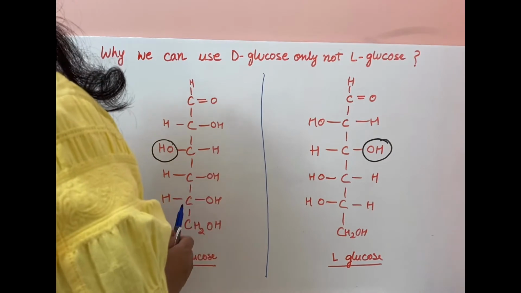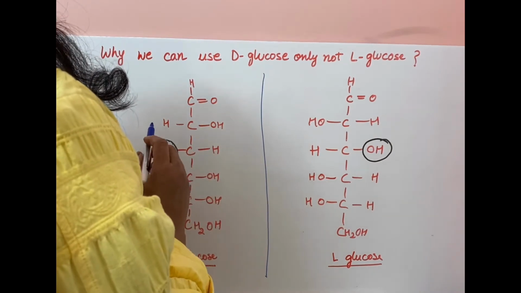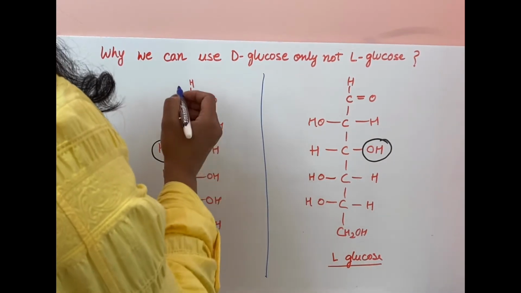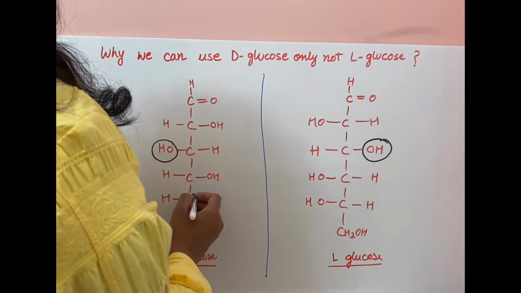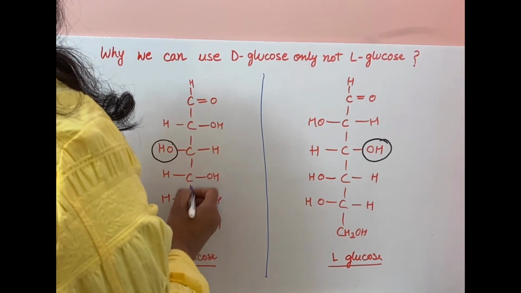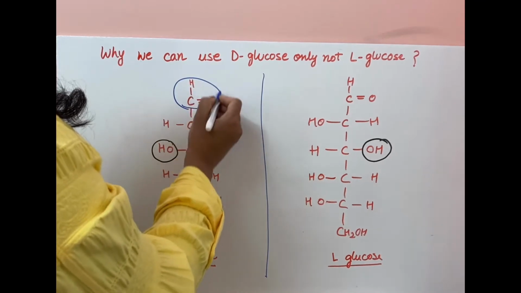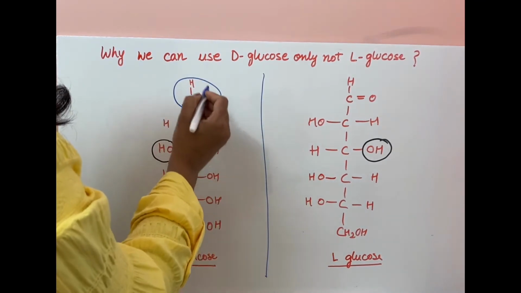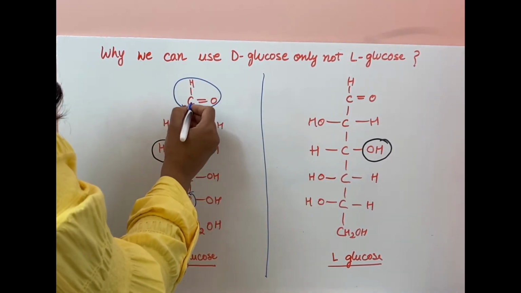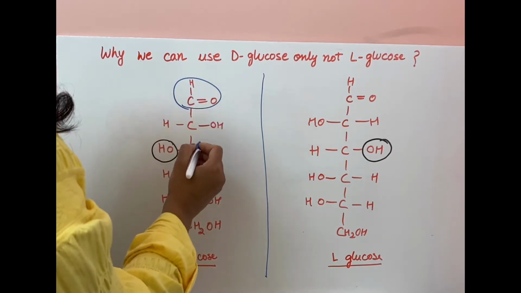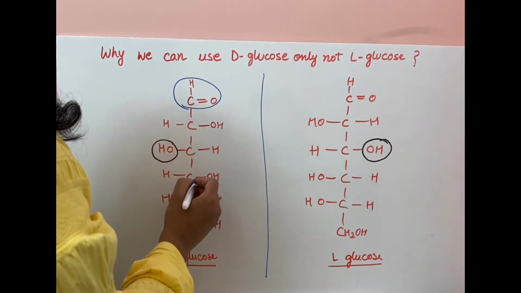How do we decide D and L-glucose? The asymmetric carbon farthest from the functional group. So this is your functional group, the CHO group, and the farthest asymmetric carbon will decide whether the glucose will be D or it will be L.